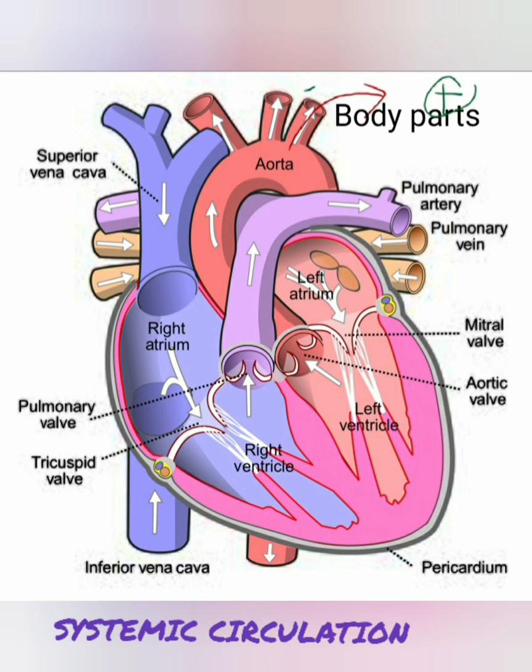After the oxygenated blood reaches the left atrium through the pulmonary veins, it passes on to the left ventricle by the mitral valve or the bicuspid valve. After passing on to the left ventricle, it passes to the aorta, which arises from the left ventricle, and then it passes to the other body parts which need it. This is all about the systemic circulation.